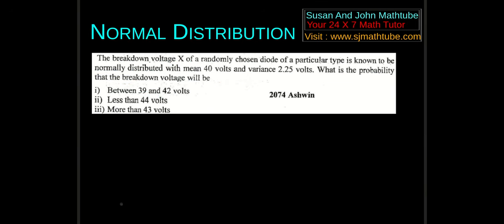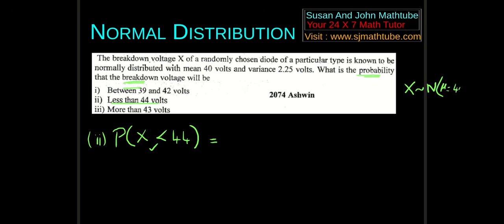So now let's go for the second part. In the second part, they are asking, what is the probability that the breakdown voltage, that is capital X, is less than 44? So I'm going to write the probability that X is less than 44. What we do is very simple. We're going to standardize this. So we had the prior information. It follows mu is 40 and sigma equal to 1.5. Okay, so how do you standardize it?